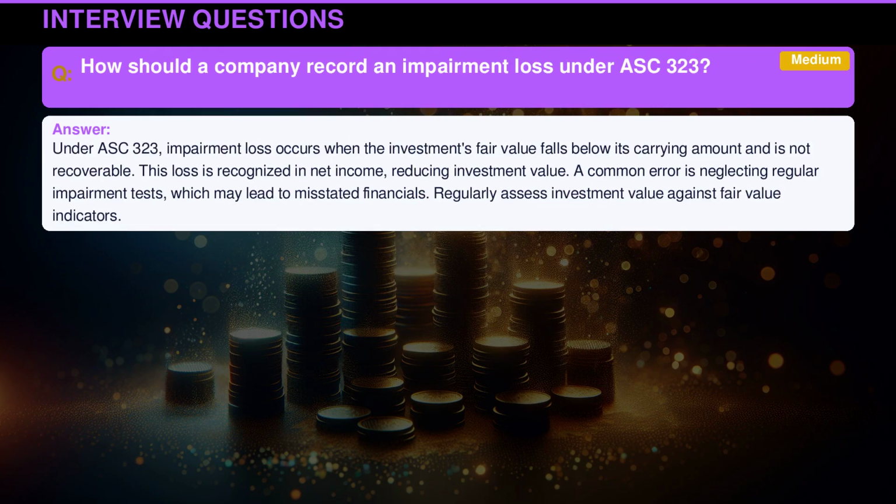Under ASC 323, impairment loss occurs when the investment's fair value falls below its carrying amount and is not recoverable. This loss is recognized in net income, reducing investment value. A common error is neglecting regular impairment tests, which may lead to misstated financials. Regularly assess investment value against fair value indicators.